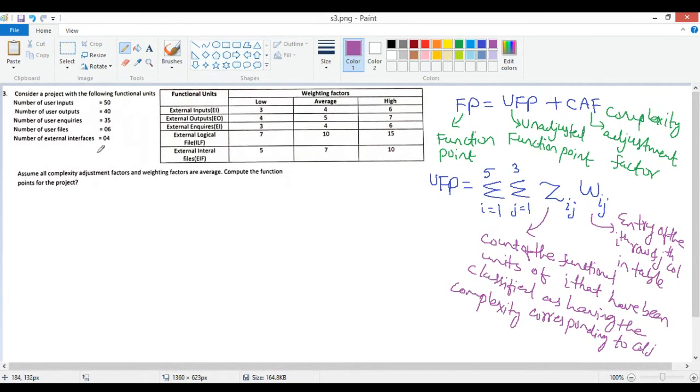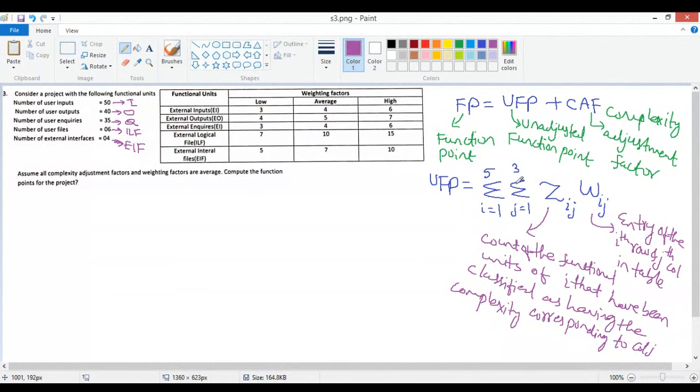Okay, so you see here, he has already given the number of user inputs. So I just denote this as inputs, I, and this as outputs, O. User inquiries as Q, for example, and number of user files is ILF, internal logical files. External interfaces, I'll just give it as EIF. So these are actually our 5 functional units which we have seen in the problems, right? So all these 5 are given here. So here he has given inputs, outputs, inquiries, internal logical files and external interfaces. I'm just taking this by convention to solve the problem.